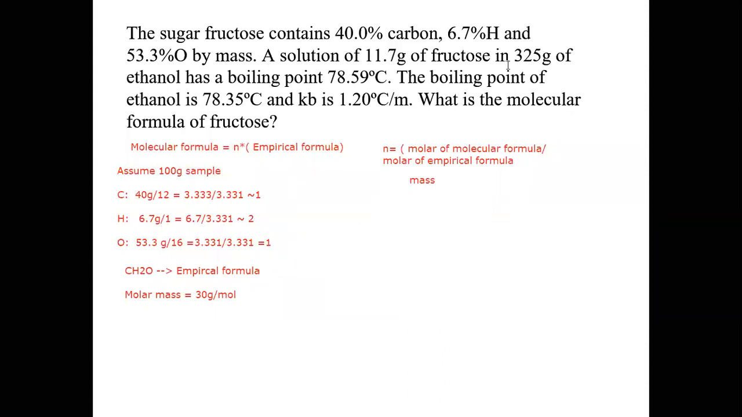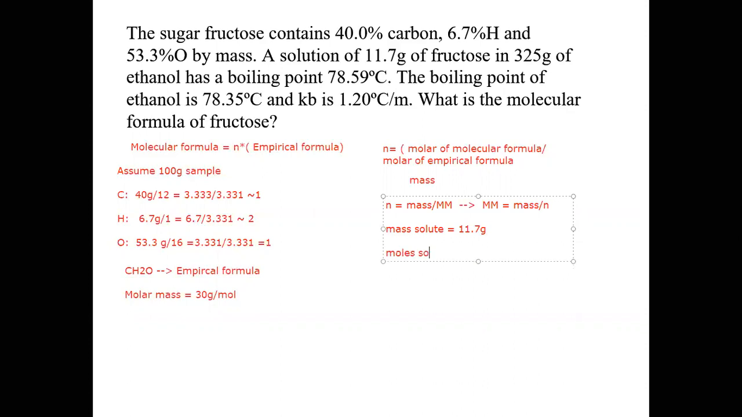So now we need to use the other information to calculate the molar mass of the molecular formula. And just to kind of recap, we know that moles equals mass divided by molar mass. So to rearrange this to find molar mass, it equals mass divided by moles. So if we know the mass of the solute and the moles of the solute, we can calculate the molar mass of this fructose. And so we know the mass of solute is given to us, 11.7 grams.